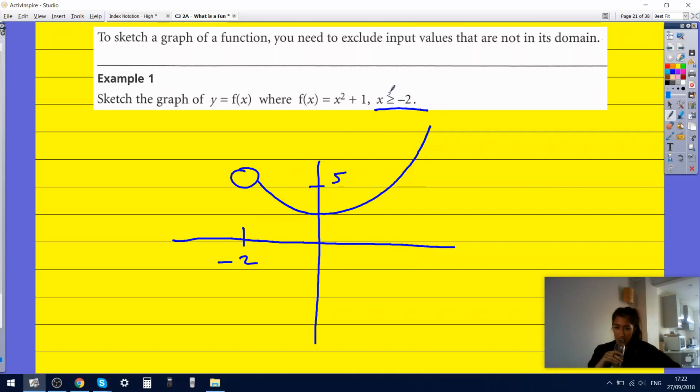And for inequalities, if you remember from GCSE, will the circle be filled or unfilled? This one is greater than or equal to. Not filled? If it was not equal to, it would be unfilled. It is equal to, and so it's filled. So it means that a possible x value is -2, and a possible output value is 5.